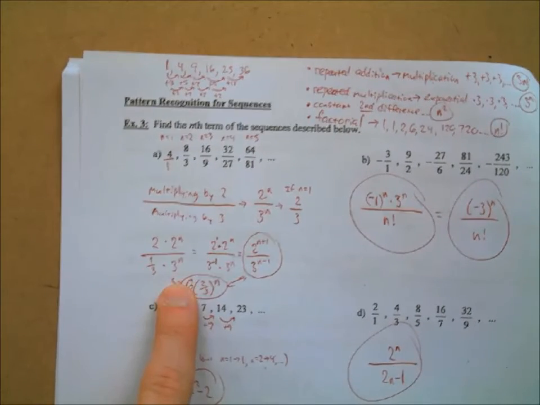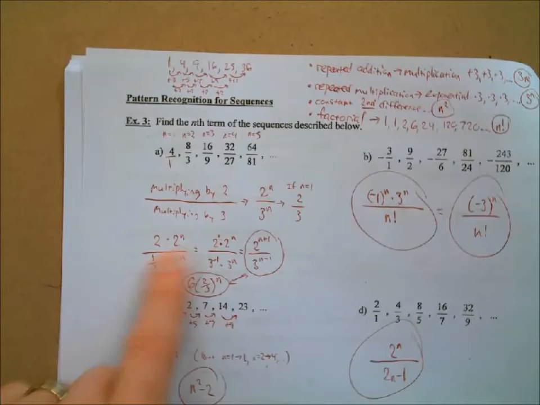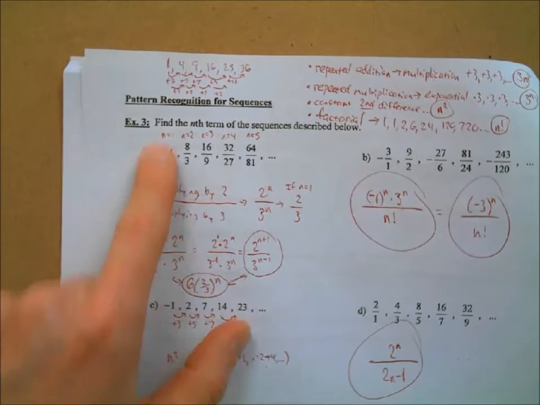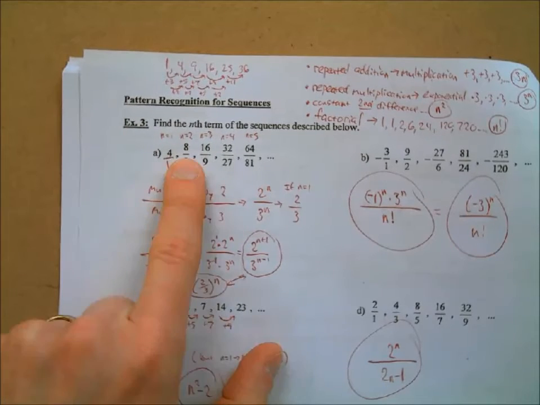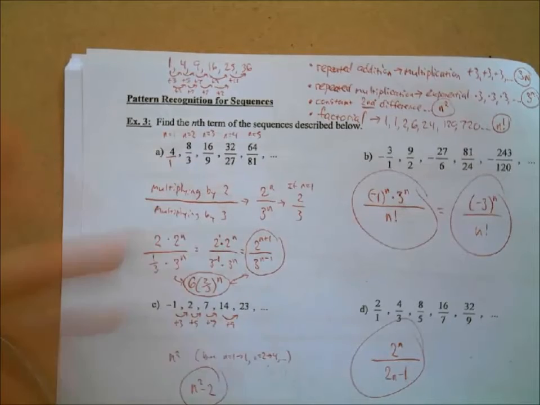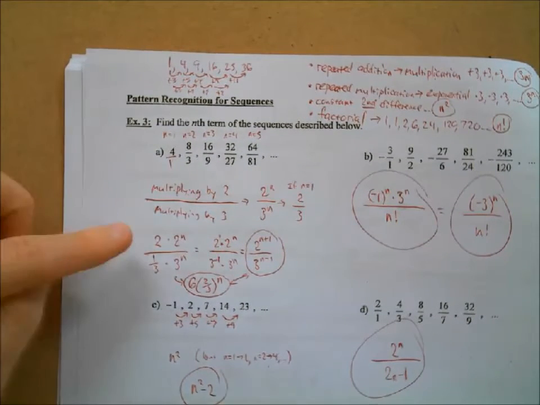Let's see if that works. If we plug in 1 now, it'll be 2 to the 1, 2 times 2 is 4. 3 to the 1, 3 times 1/3 is 1. 4 over 1. Let's try the second term. 2 to the 2, 4 times 2 is 8. 3 to the 2 is 9, times 1/3 is 3. 8/3, and so on and so forth. You can see for the rest it works. So you could stop here and say, okay, that's my answer. That's what it's going to be.